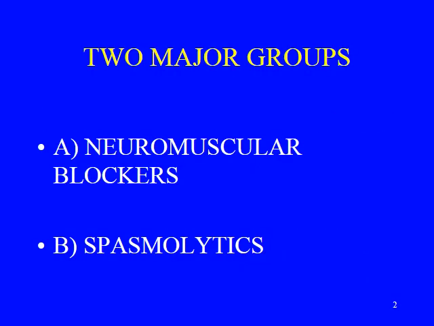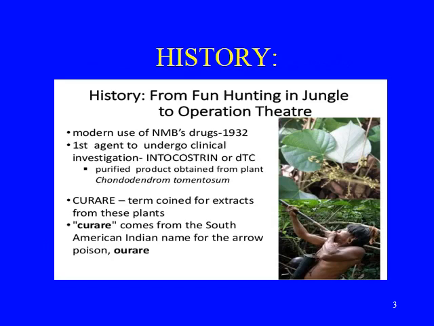There are two major groups. One is neuromuscular blockers and the other one is spasmolytics. In this section, we will majorly be focusing on neuromuscular blockers. Before proceeding to our main topic, one must know what is the origin of a drug we are studying, what is its history, from hunting in the jungle to the operation theatre.